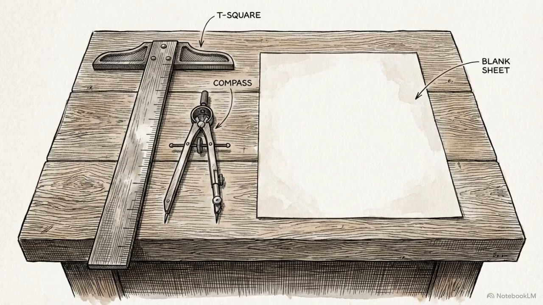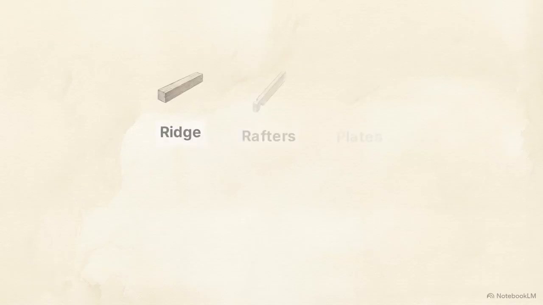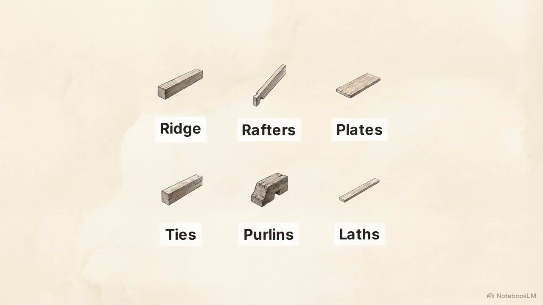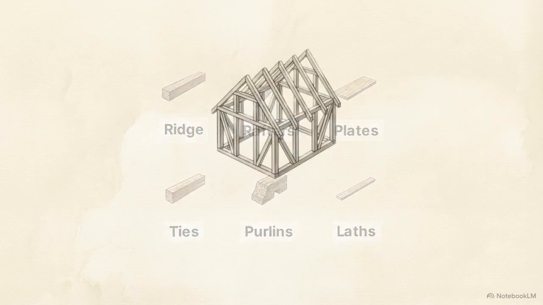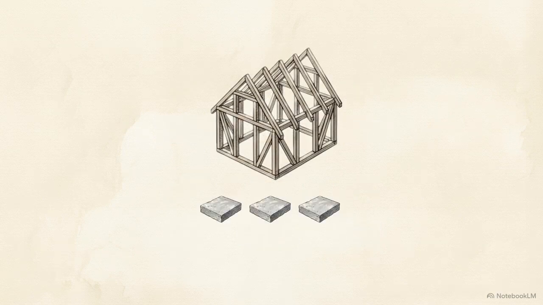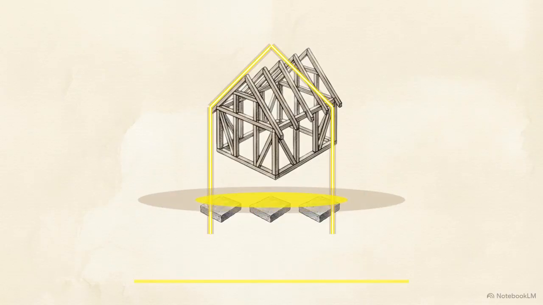To see exactly how this works, we are going to build a roof frame from scratch, piece by piece. We'll look at the 6 vital structural components that make this possible. Understanding a roof means mapping a system of load paths, tracing exactly how forces travel from the very peak of the house all the way to the ground.